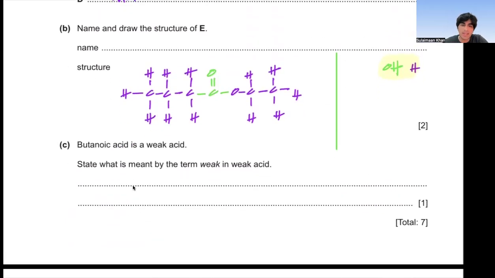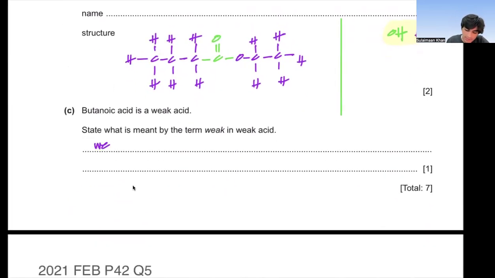Butanoic acid is a weak acid. What is meant by the term weak? Weak means what? Partially ionizes. So weak means that it partially ionizes in an aqueous solution.